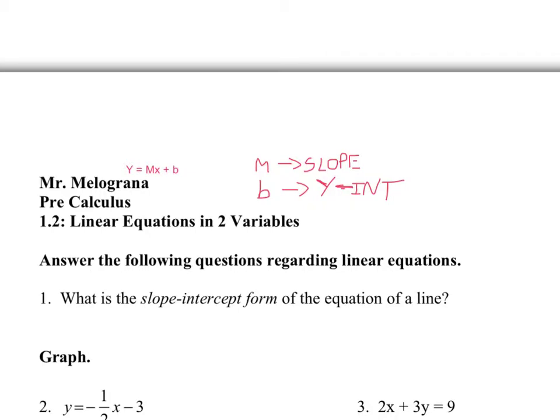Alright, in this video we're going to keep this real basic. We're just going to look at number 1, 2, and 3. We're dealing with linear equations, which is section 1.2. This is really Algebra 1 stuff. Should be a review. Okay, slope-intercept form, we all know.